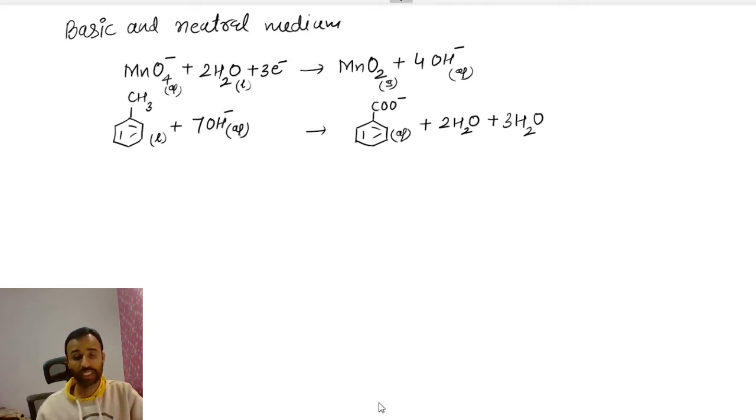Now balance the charge. On the left side there are 7 negative, on the right side there is only 1 negative. So we add 6 electrons. Okay, total 5 H2O.